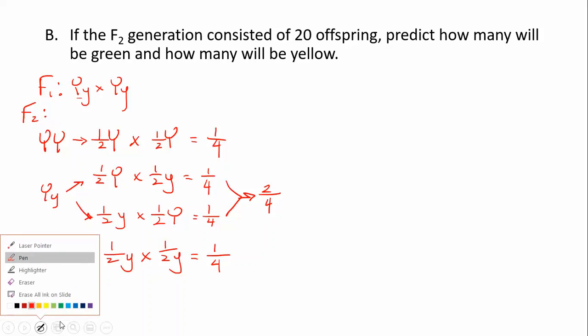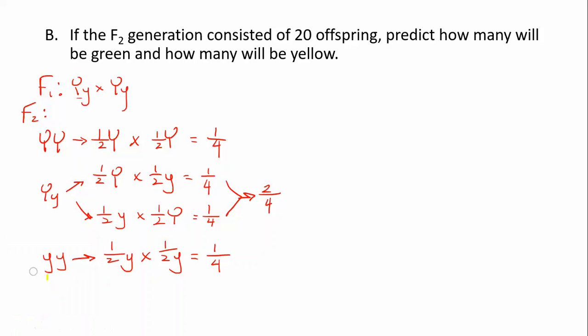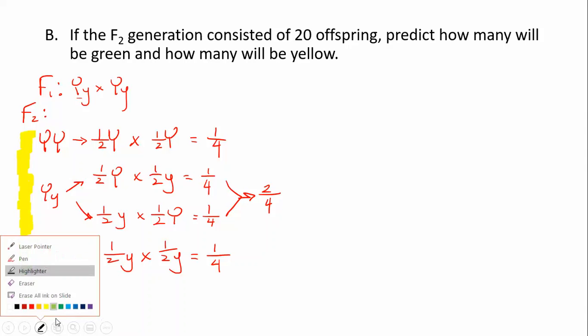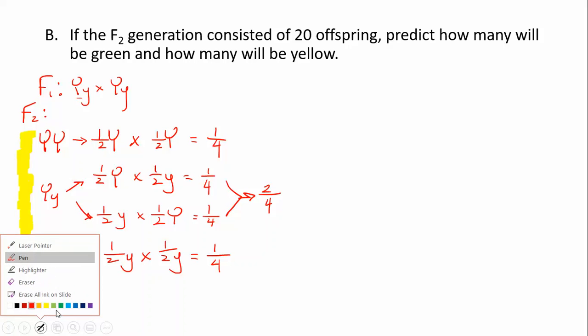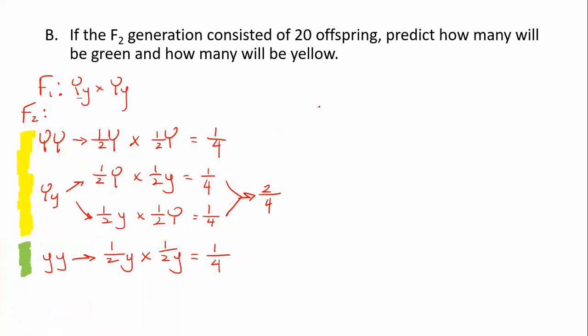So let's think about phenotypes now. What color are these going to be? Well, we've established our dominant trait is yellow. So anything with the dominant allele is going to be yellow. That means these 2 genotypes right here. And our recessive trait is green. So this is going to be the only possible combination to give us green. I would write in yellow and green, but I fear you would not be able to read it.